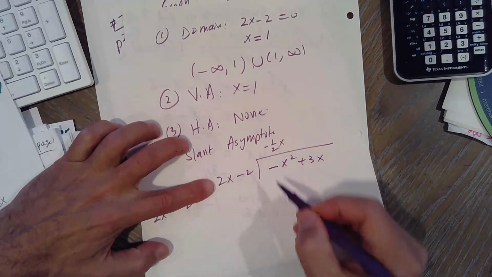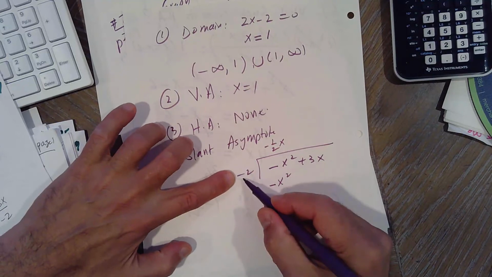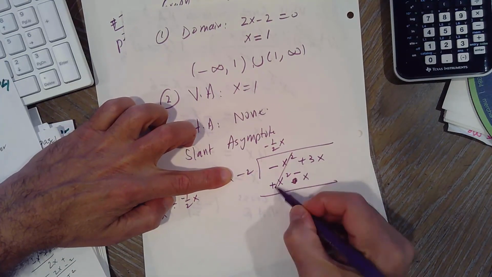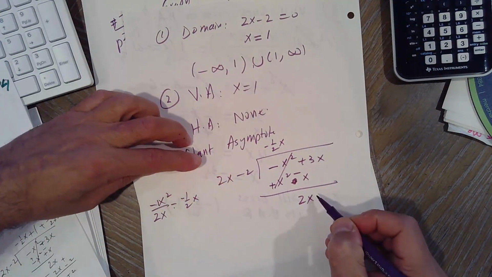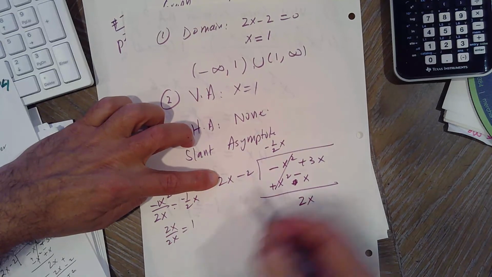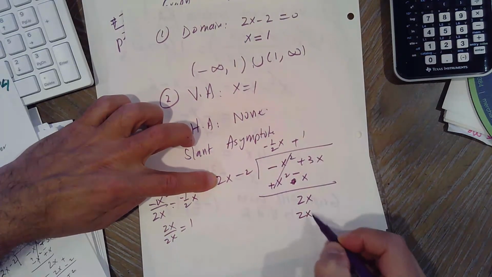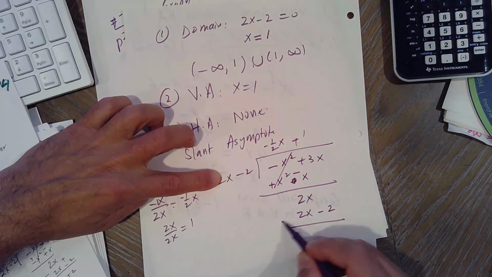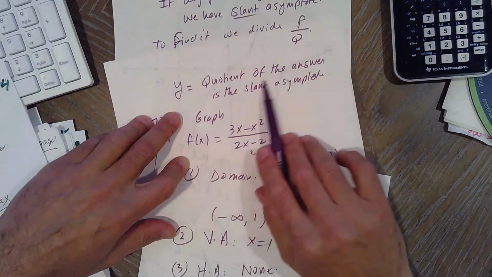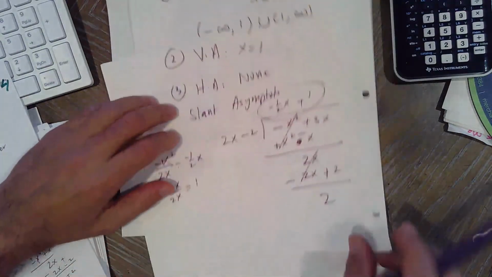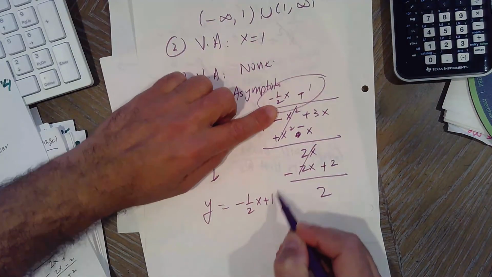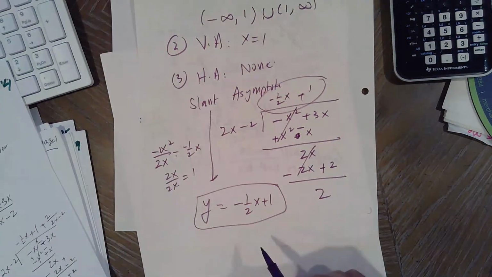You times it by 2x, you get negative x squared. You times it by negative 2, you get plus x. You switch the signs, in case you forgot. So that's 2x. And then you divide 2x by 2x, you get plus 1. 1 times 2x is 2x. 1 times negative 2 is negative 2. You switch the signs. The quotient of the answer is the slant asymptote. So what is the slant asymptote? y equals negative 1/2 x plus 1. You will see what that means when I graph it.